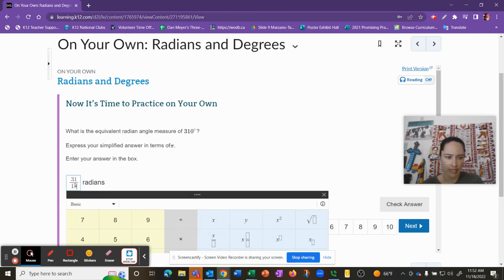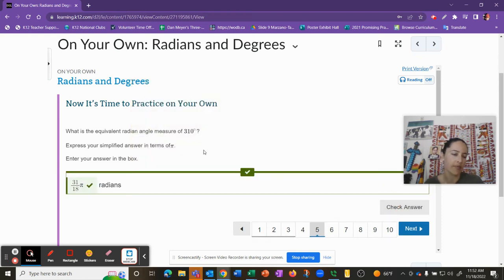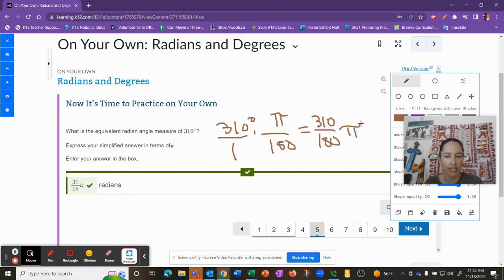31 divided by 18. Leave pi in there, so where's pi? Oh, there it is. Again, that's just the reverse conversion rate. If I'm going from degrees to radians, it's pi in the numerator and 180 in the denominator. So you multiply this over 1. And then you end up with this fraction, 310 over 180 pi, because they said leave pi in the answer.